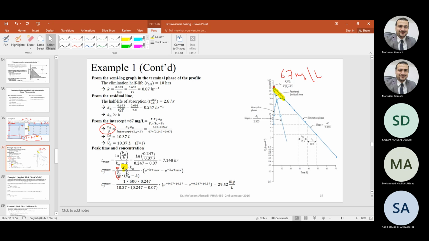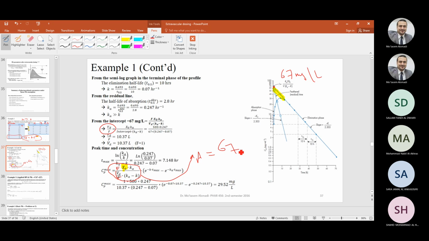The Ka will not be modified. The Vd over F or the Vd will not be modified also. The K will not be modified. And then Tmax likewise will not be modified. So the only thing that will change if I change the dose is the dose itself. And remember that this whole thing here is what we call the capital A. So if capital A, for example, is equal to 67 at a dose of 500, what will be the capital A at a dose of 1000? It will be doubled, because the dose will be doubled.